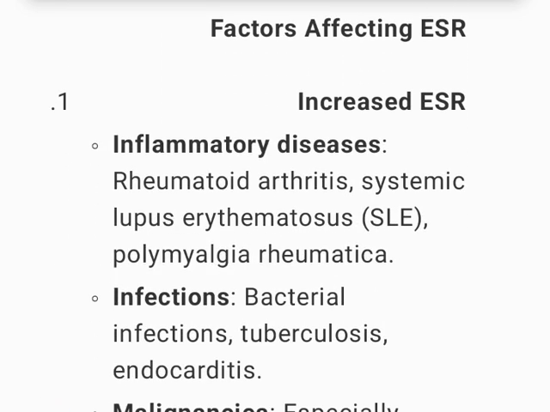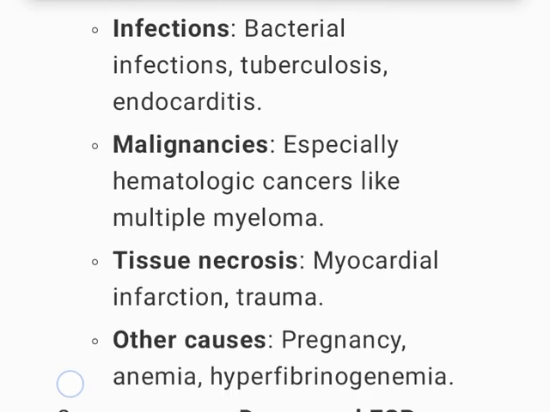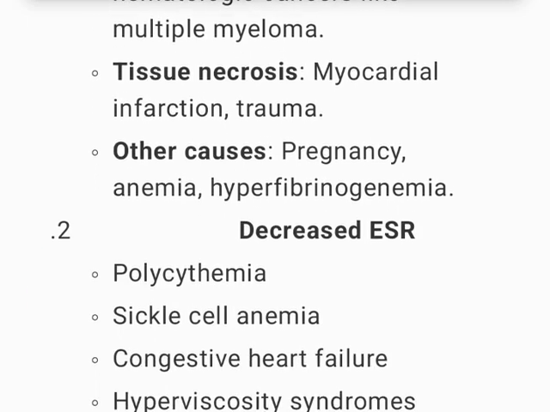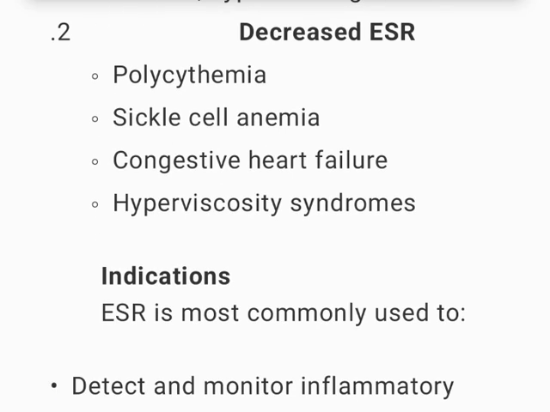Factors affecting ESR. 1. Increased ESR. Inflammatory diseases: rheumatoid arthritis, systemic lupus erythematosus, SLE, polymyalgia rheumatica. Infections: bacterial infections, tuberculosis, endocarditis. Malignancies, especially hematologic cancers like multiple myeloma. Tissue necrosis: myocardial infarction, trauma. Other causes: pregnancy, anemia, hyperfibrinogenemia. 2. Decreased ESR: polycythemia, sickle cell anemia, congestive heart failure, hyperviscosity syndromes.